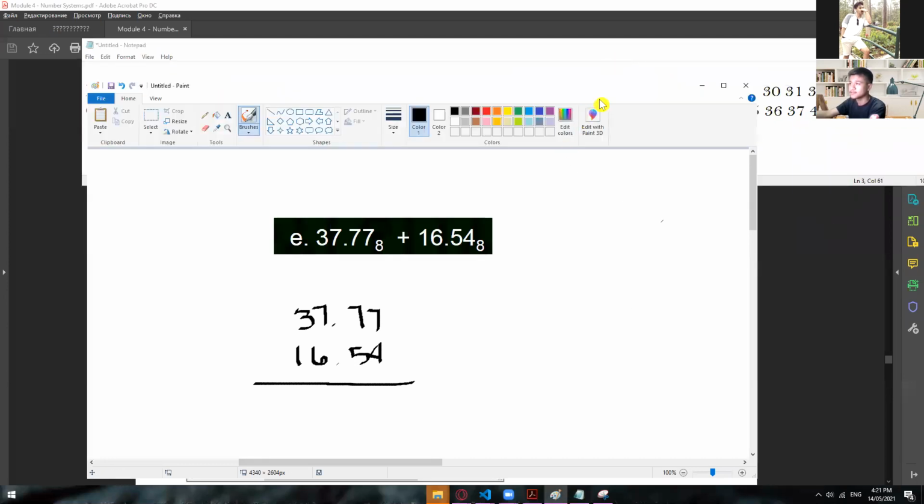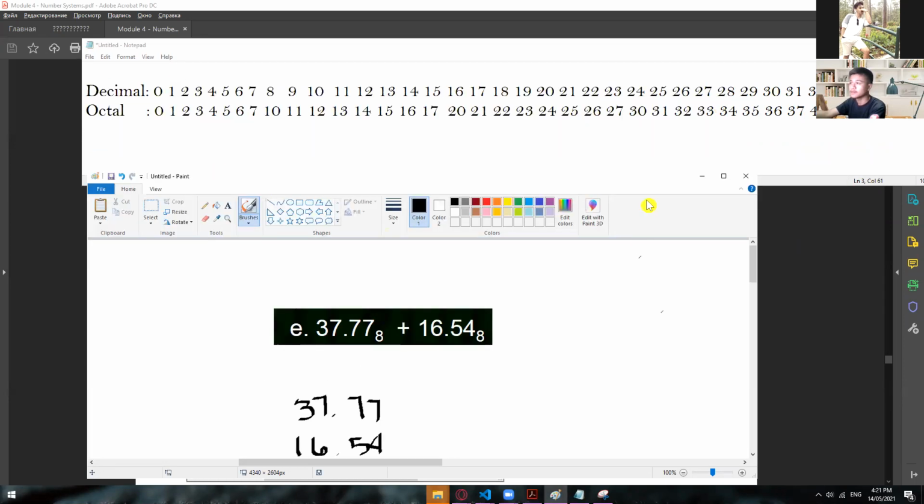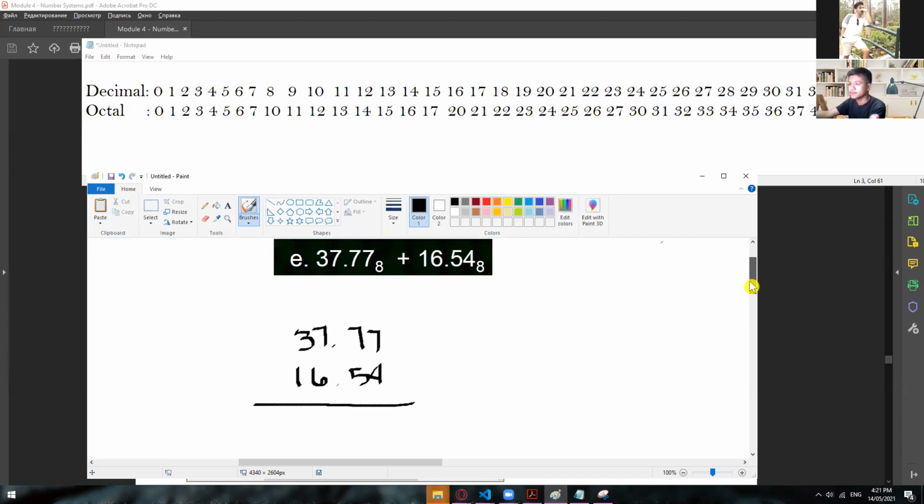Okay, let me just shrink this one. Put it right there. All right. So 7 plus 4 is 11 in decimal, but in octal, it's already 13. So just put here 1 or carry 1, bring down 3. Okay. And then 5 plus 7 plus 1 is 13. So another 13. But in octal, it's already 15. So carry 1, bring down 5.